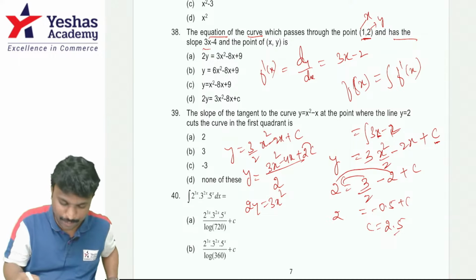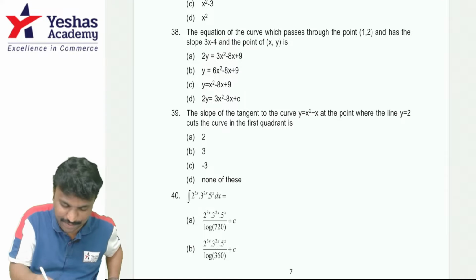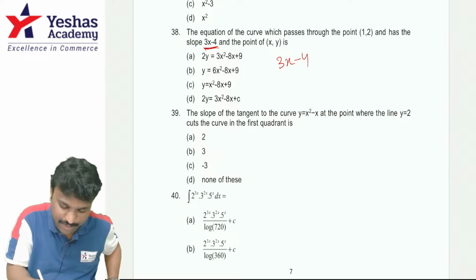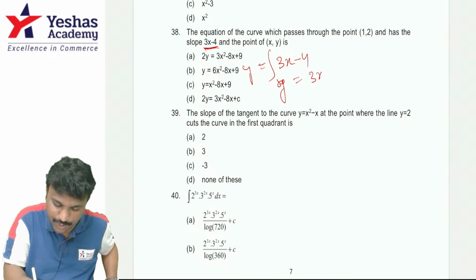Sorry guys, it's not minus 2, it is minus 4. Everywhere I had taken it as minus 2. That was a mistake actually. So it is 3x minus 4. This is dy by dx. So we have to integrate this to get y, which is y is equal to 3x square by 2 minus 4x plus c.